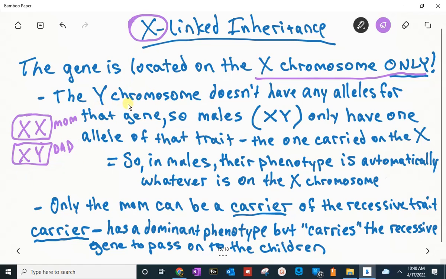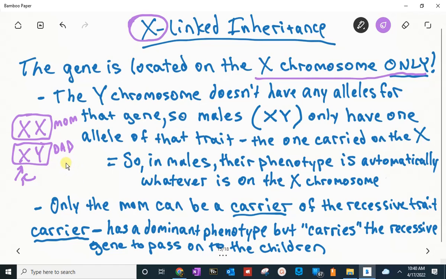So the Y chromosome doesn't have any alleles for that gene. So males, the XY chromosomes, only have one allele of that trait, and it's hooked onto their X chromosome. So in males, their phenotype is just automatically whatever they have on the X chromosome. The Y chromosome doesn't influence it at all.